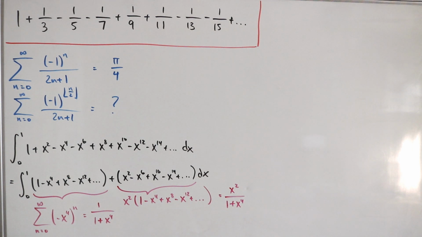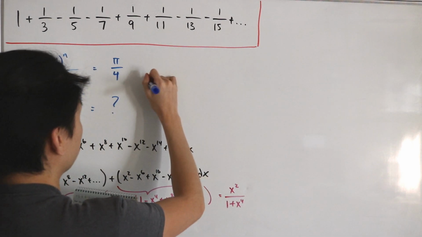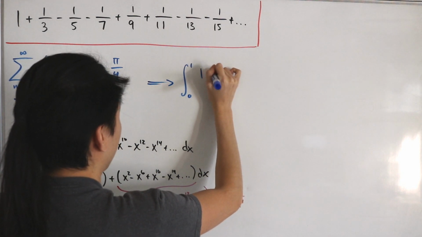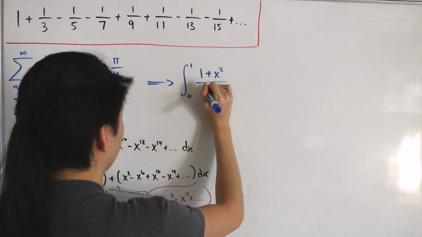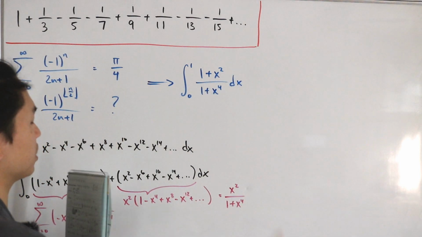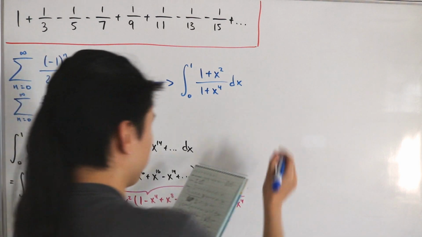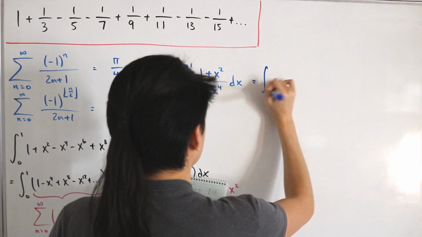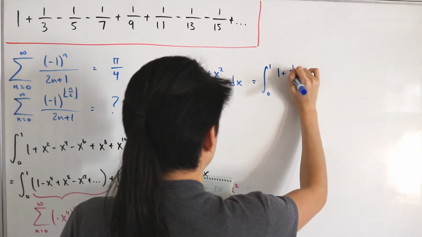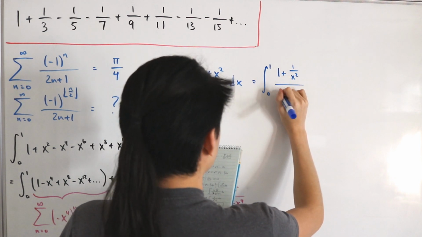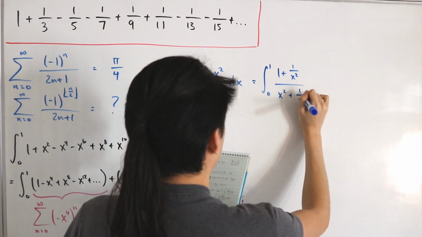Okay, so with this, let's combine everything back together into one integral. So now we have the integral from 0 to 1 of x squared divided by 1 plus x^4. It doesn't look like we can easily evaluate this from an elementary perspective, so I'll divide everything by x squared. Now we have the integral from 0 to 1 of 1 plus 1 divided by x squared, and under the denominator I have x squared plus 1 divided by x squared.